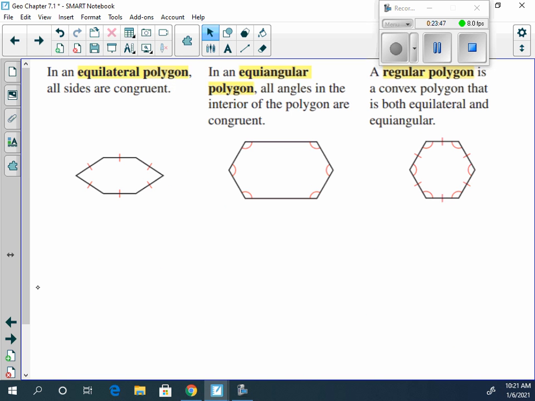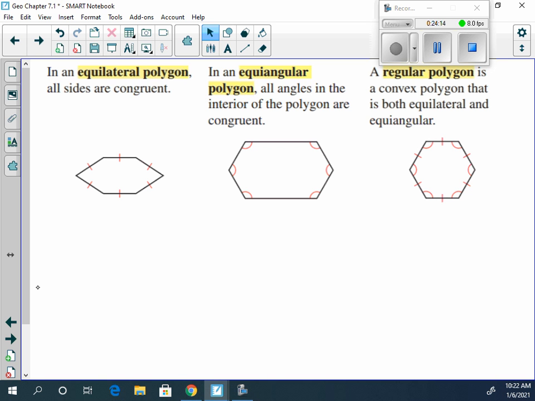In equilateral polygons, all sides are congruent. In an equiangular polygon, all angles are congruent. A regular polygon is a convex polygon that is both equilateral and equiangular. So if we call a polygon regular, it means all the side lengths are the same and all the angles are congruent. They're all going to be equal.